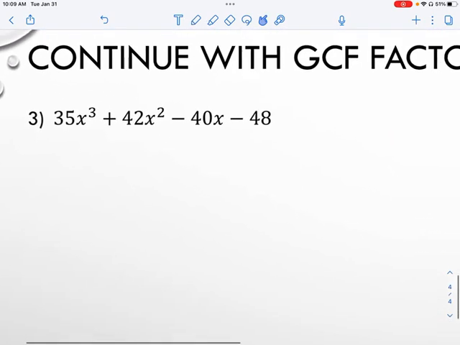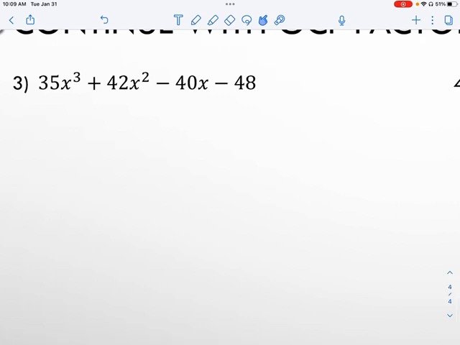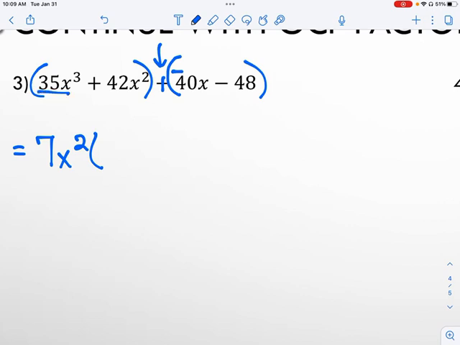Okay, let's take a look at number 3. Now, the difference between 1, 2, and 3 is you'll notice right here, there is a subtraction. So what we're going to do is say, nope, that's a plus a negative 40. The reason for that is now when we group it, we're going to group that negative with the 40. So now we look, 35x to the third plus 42x squared. The common is going to be 7x squared. So we're going to divide by 7x squared to both of these. So that's going to leave me 5x, and that's going to leave me plus 6.